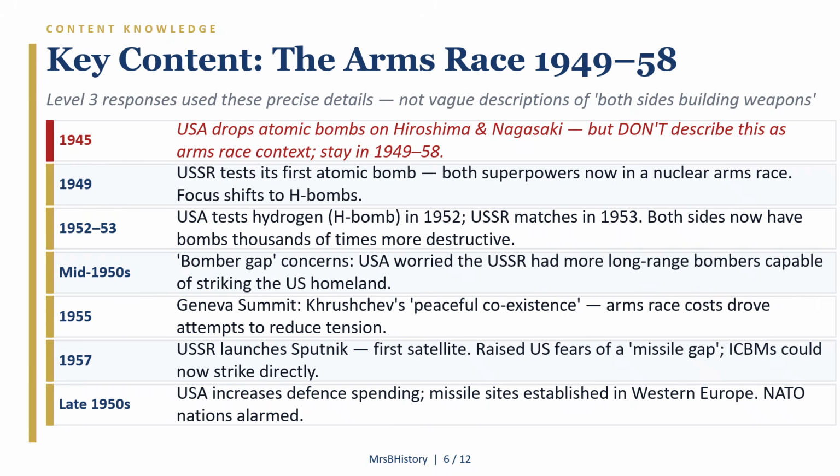And fifth, the Geneva Summit in 1955. Khrushchev's pursuit of peaceful coexistence was a direct result of the enormous financial cost of the arms race. This is a crucial piece of content for the second strand of importance, which I'll come to next.